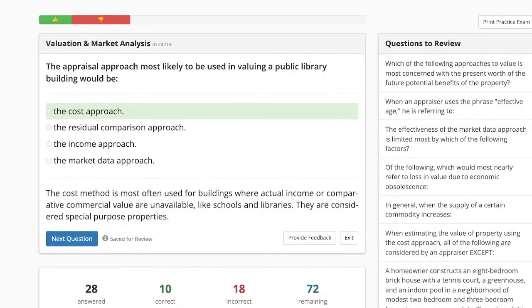Okay, the cost approach for a public library. So we got 3 approaches to find value. Nice job, Ariel Marie, on passing your exam. Everybody, congratulations. Okay, so you got 3 approaches to finding value. What are they? What are the 3 appraisal approaches you learn when studying for your real estate exam?